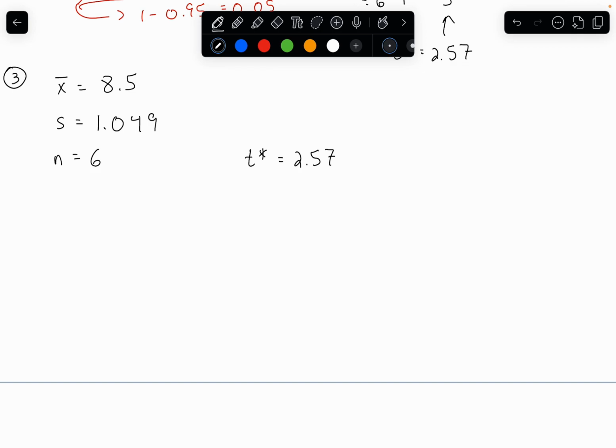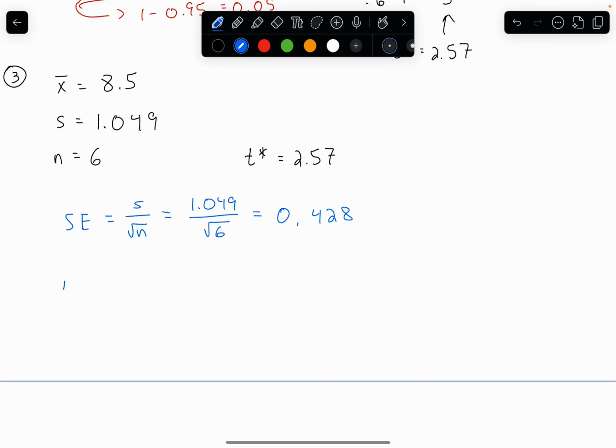First thing that I need to do is find my standard error. My standard error, we know, is the standard deviation divided by the square root of my sample size n. My standard deviation in this problem is 1.049 divided by the square root of my sample size n, which is 6. So I'm going to grab my calculator: 1.049 divided by radical 6. I end up with 0.428. I'm going to round to 3 decimal places for this problem. So we've got our standard error.